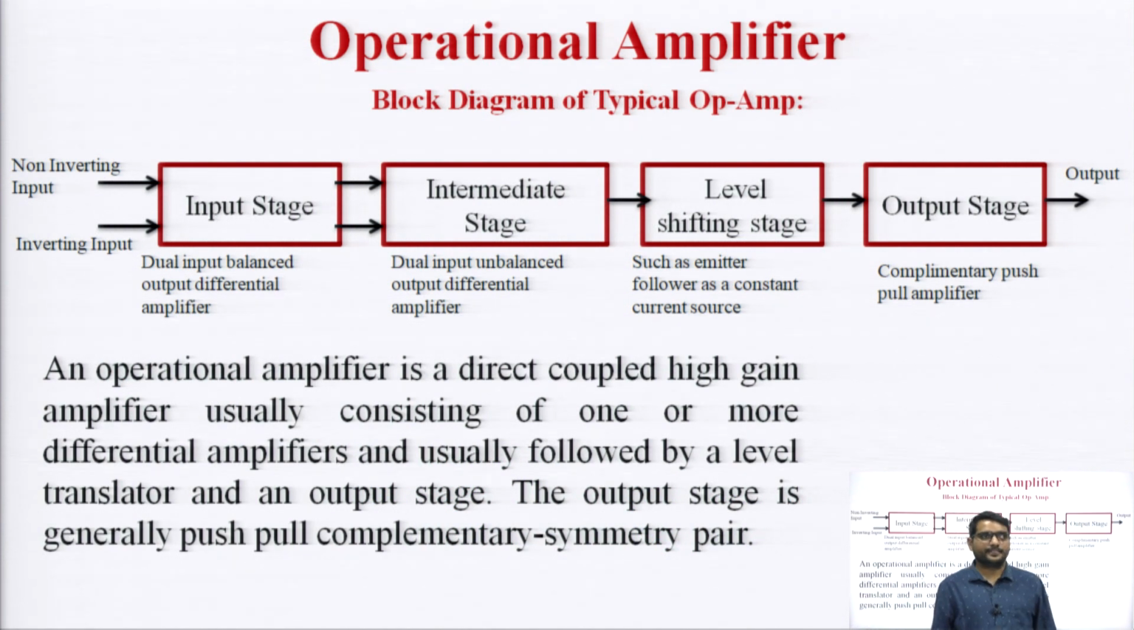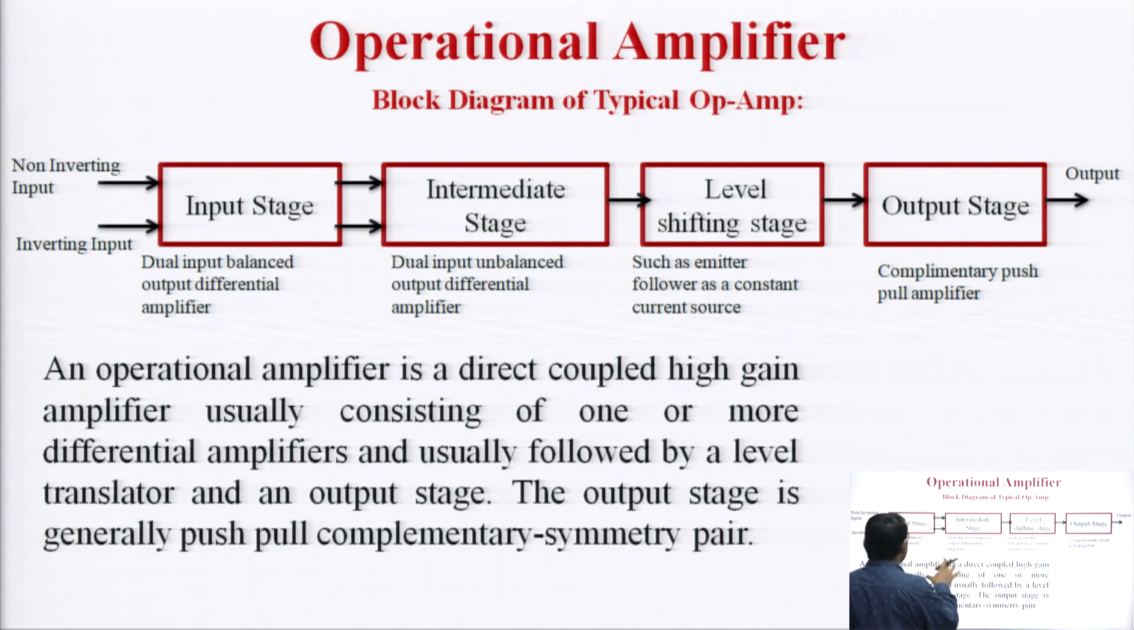Now next, the internal structure of an operational amplifier consists of one or more differential amplifiers which provide the gain, followed by a level translator, or we can say level shifting, and an output stage. And the output stage is basically a push pull complementary symmetry pair of PNP and NPN transistors. So we see here a typical internal block diagram of an operational amplifier.